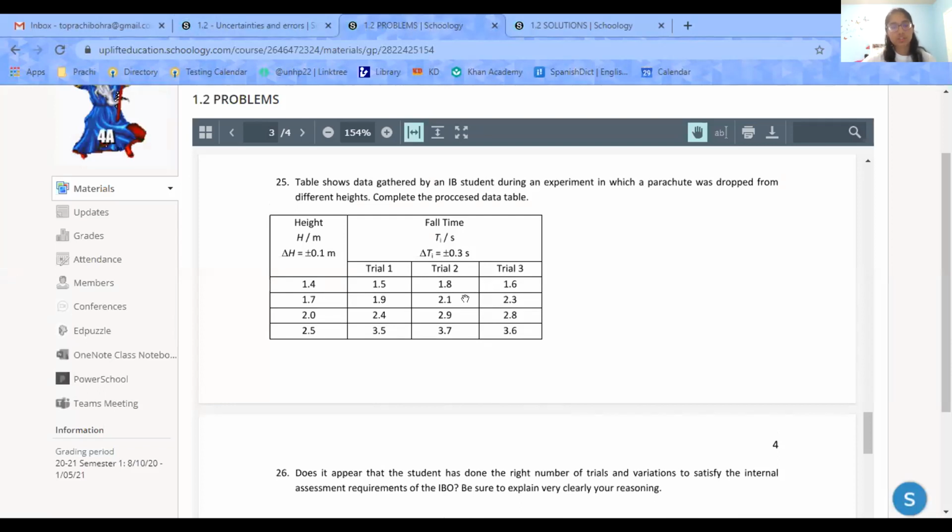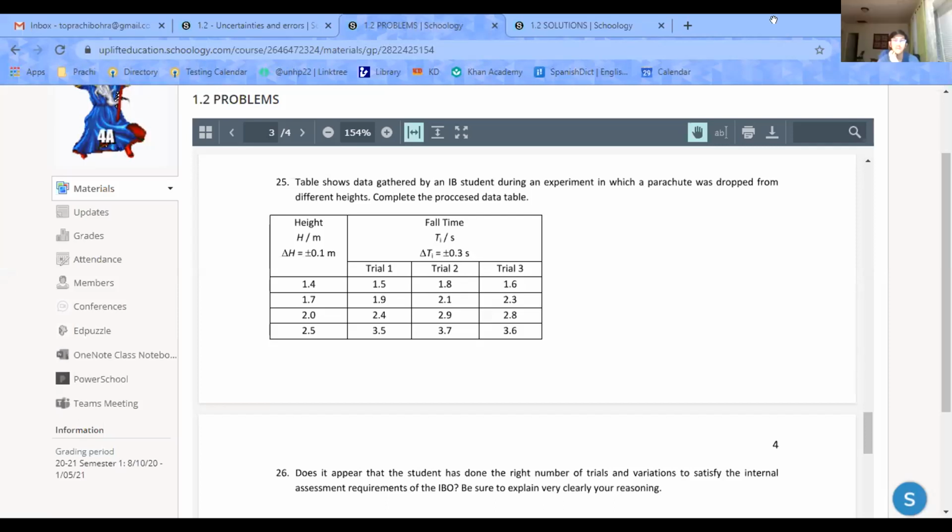So I guess our first step would be to average these. Can you guys see my cursor or this little hand thing? We can see it. So first you would average these three values, right? And then you would do plus or minus 0.3 seconds. Yes. You would average these three because these are in seconds, and then you would do plus or minus 0.3 seconds.